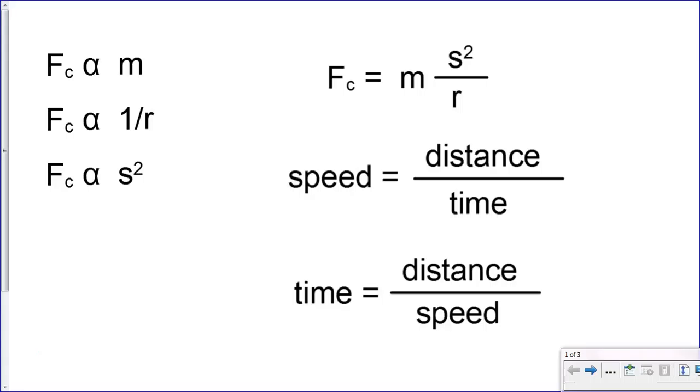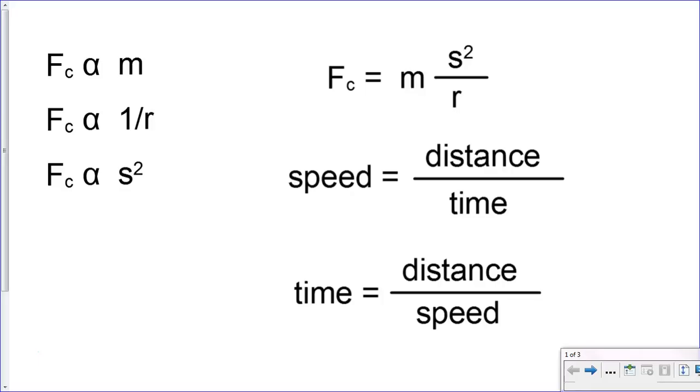If we were to double a mass in a given situation, keeping radius and the speed the same, we would double the force. If we quadruple the mass, we'd quadruple the force. So they're just one-to-one like that. There's a relationship where one is proportional to the other in that way.